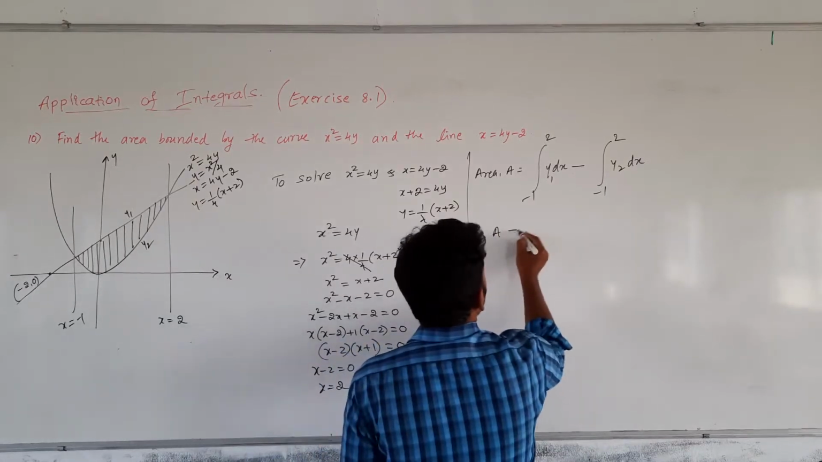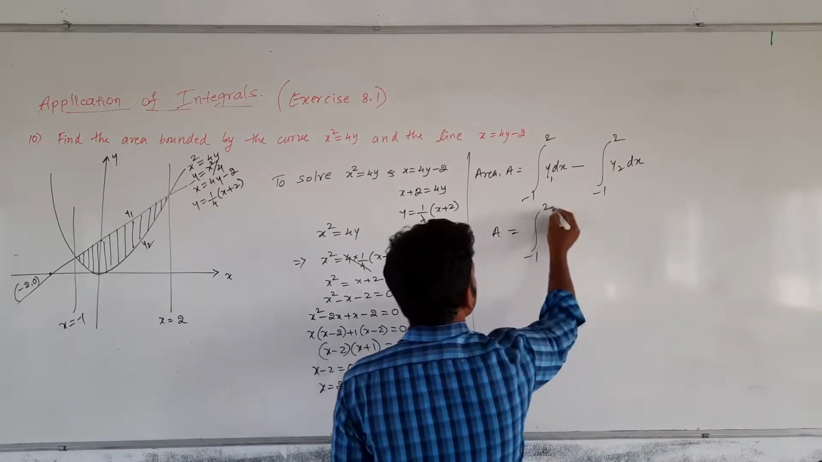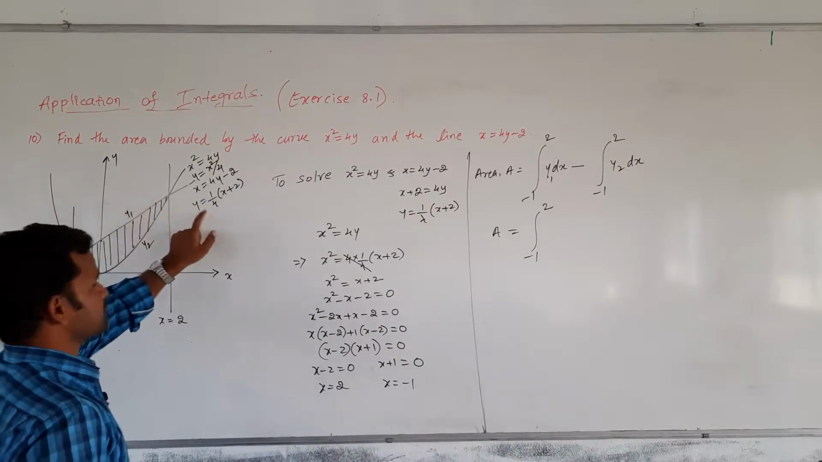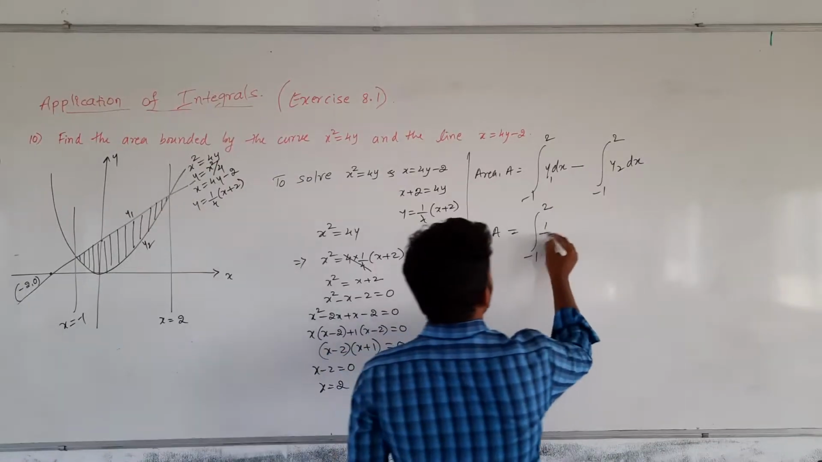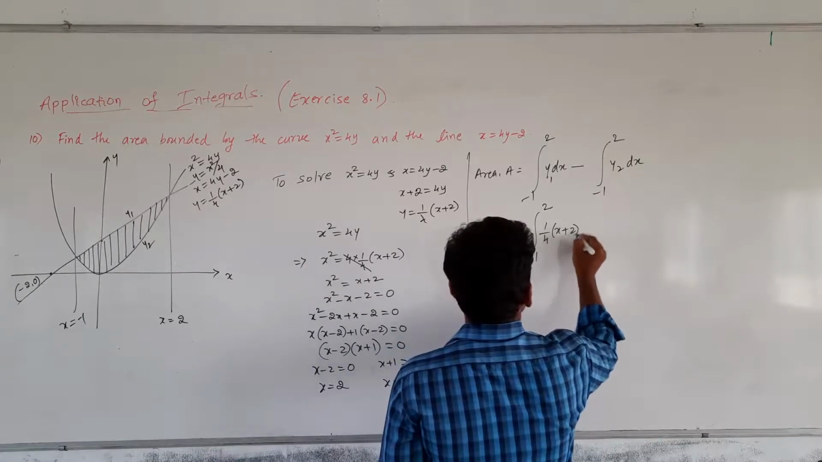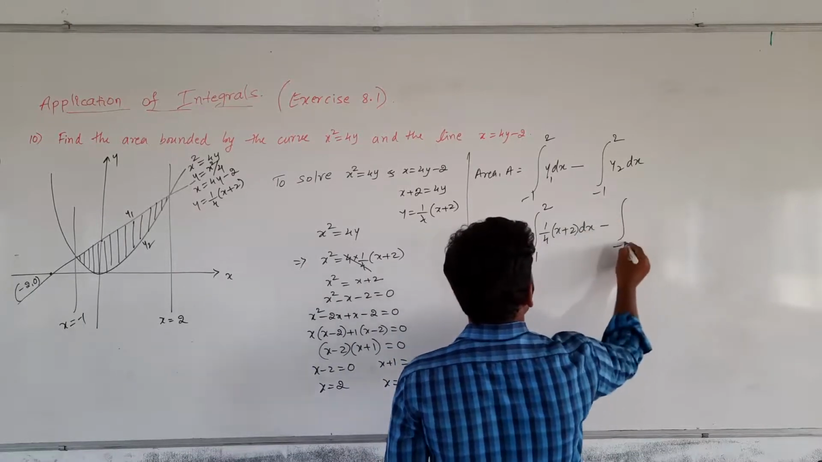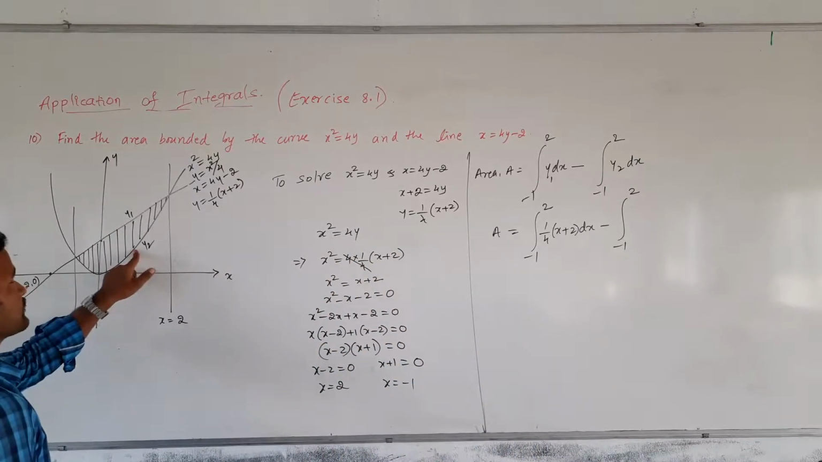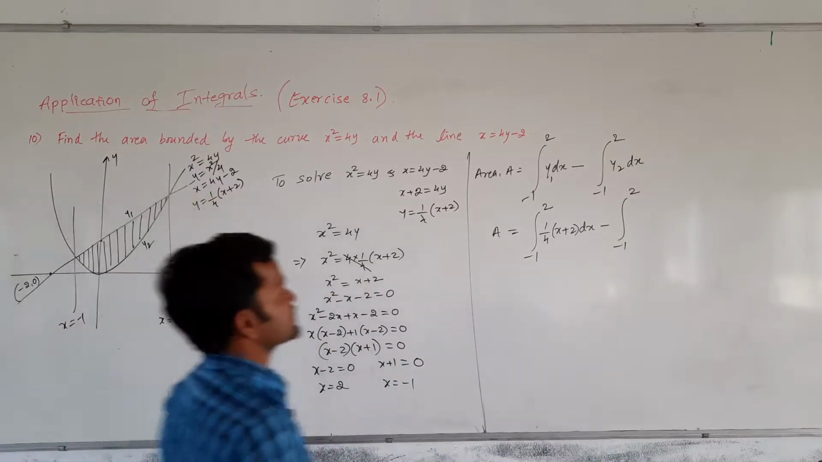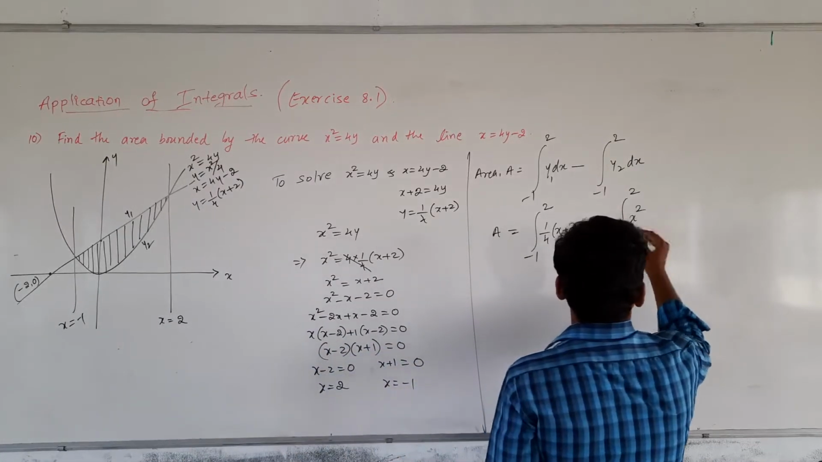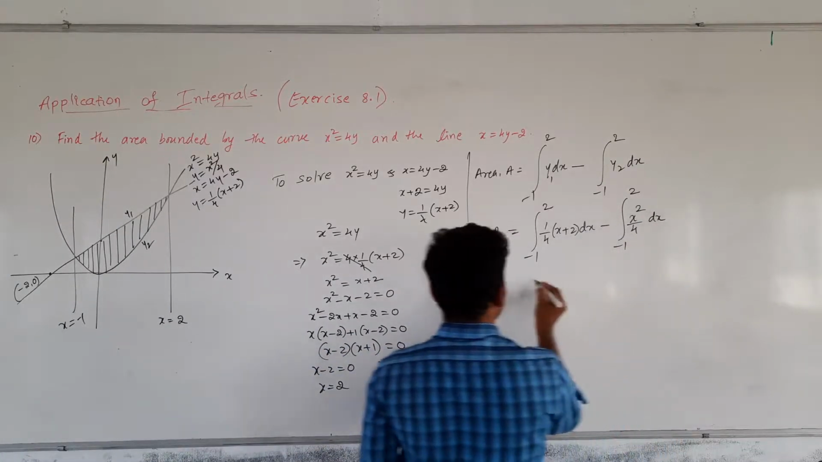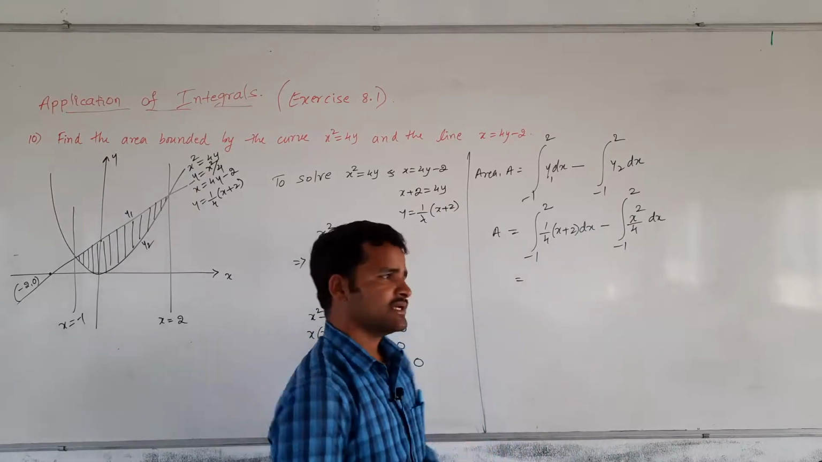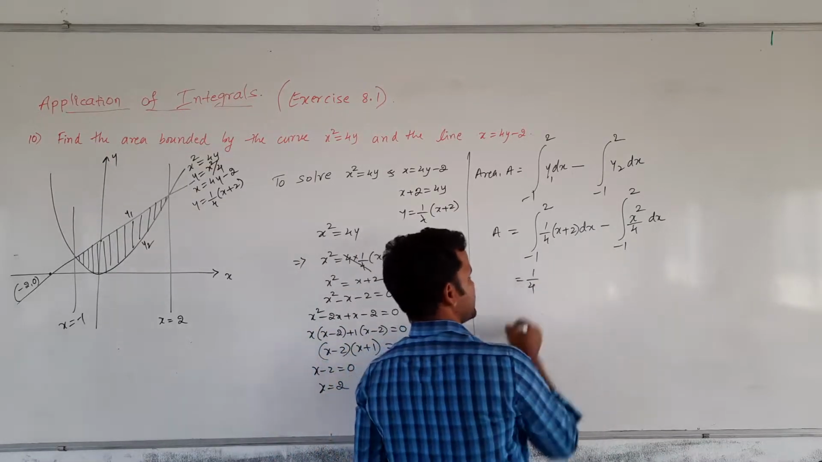Area is equal to integrating from minus 1 to 2. What is y1? Upper curve. This is line. Line is 1 by 4 into x plus 2. 1 by 4 into x plus 2 into dx, minus of integrating from minus 1 to 2. What is y2? y2 is lower curve. y2, y is equal to x square by 4. This is x square by 4 into dx. See, 1 by 4 is a constant multiple. You write this outside, right outside here.